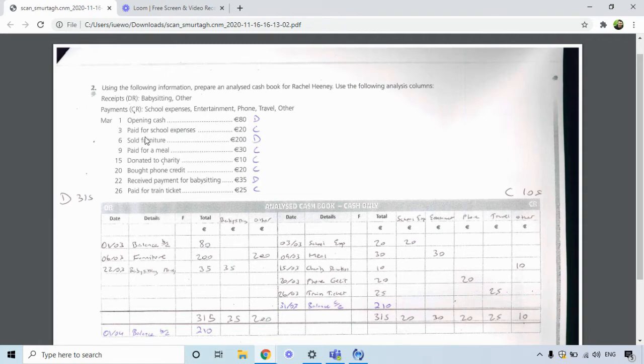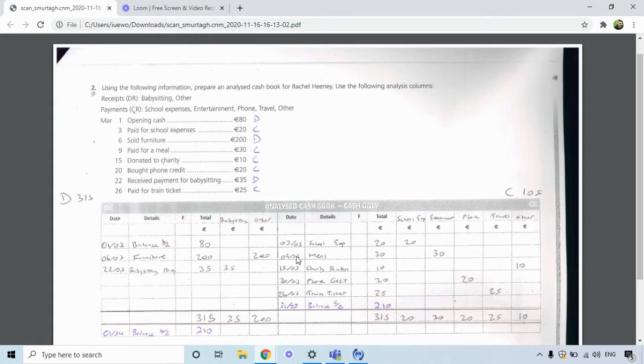So next we've got our school expenses on the third. So we go over to the credit side, the third of the third, school expenses, €20 come out of our account. And where has it gone to? School expenses. Remember, these columns here, they're basically categorizing where the money goes. On the 6th, they sold furniture. So 6th of the third, furniture, it was €200, and that money was from other.